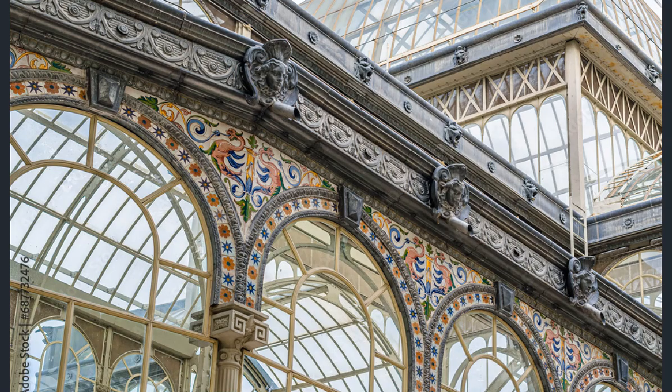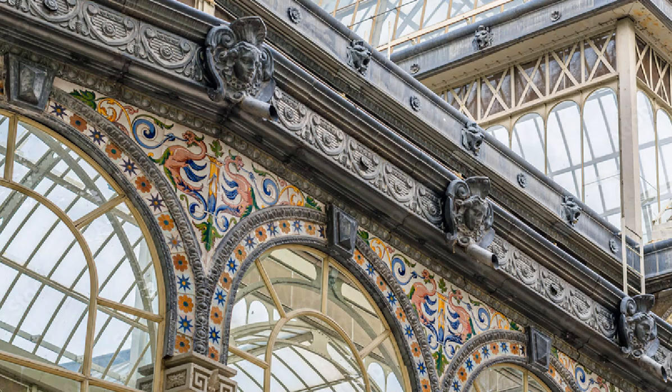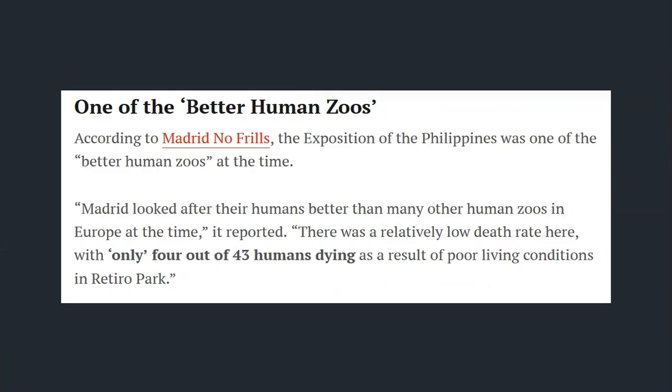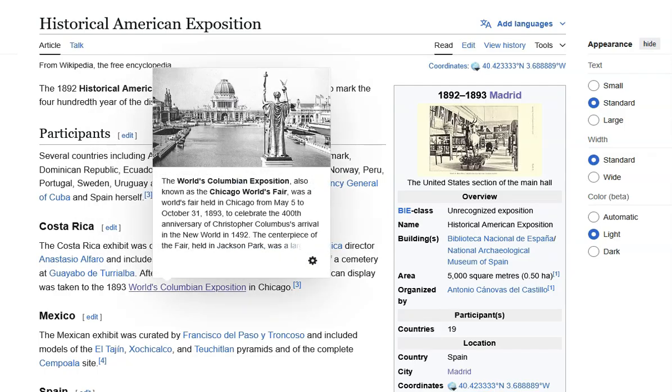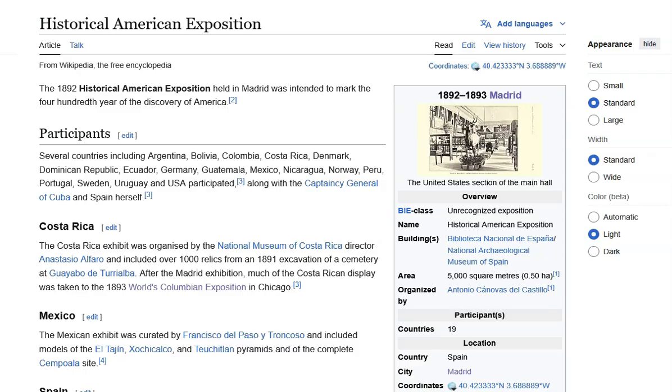And some ugly stories coming out of these World's Fairs. And this one no different. As you can see, I've snipped this from an article about the human zoos at the Madrid Exposition in 1892. You can see here, supposedly intended to mark the 400th year of the discovery of America, which is interesting because that's what's happening in Chicago in 1893, marking that same time period. So there's a unification and alignment of the narrative, as you can see, across borders.